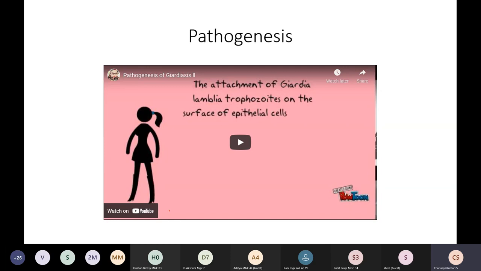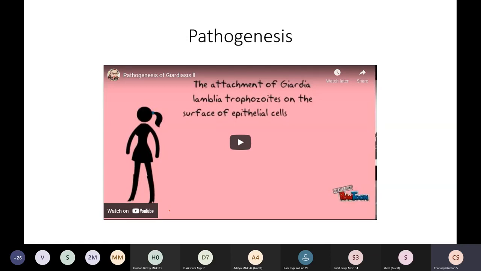Villi atrophy. The third, intestinal hyperpermeability. So it is causing complete damage. The second one, villi atrophy. The third type of damage you can see here is intestinal hyperpermeability.